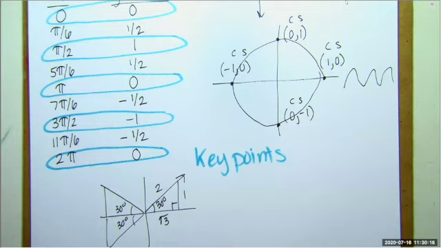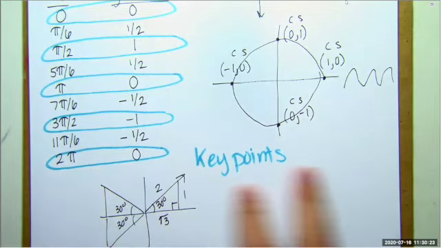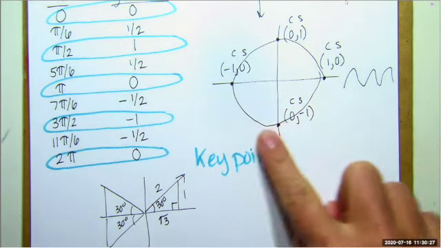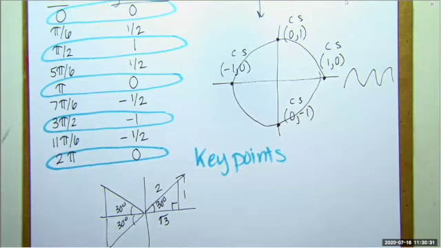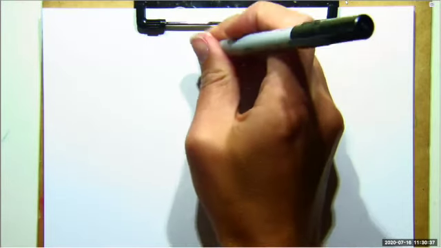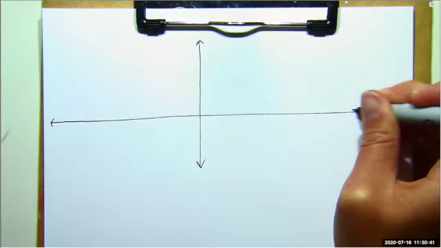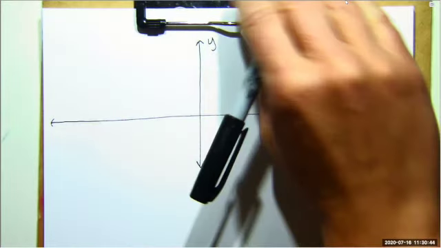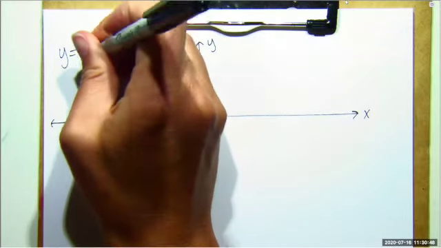Okay, so now what we want to do is take these x and y values and put them on the x and y axes. Again, essentially, we're taking these y values here and we're unwinding them, and we'll see what shape we get. This is our graph of y is equal to sine of x.